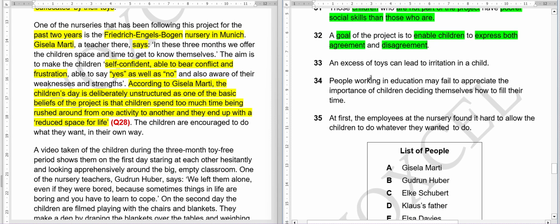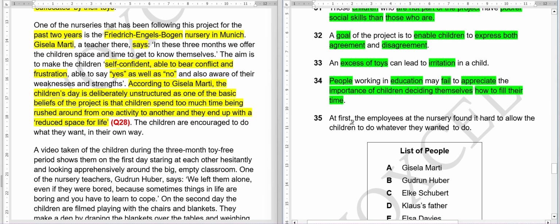Okay, let's read the 33rd question: An excess of toys can lead to irritation in a child. If there is mention that there are a lot of toys and it can lead to irritation in a child, that will be our answer. 34th: People working in education may fail to appreciate the importance of children deciding themselves how to fill their time. So if Gisela is talking about people who are working in education, meaning teachers, professors, they may fail to grasp the importance of children deciding themselves what they want to do and what amount of time they want to spend on a particular activity. They may fail to appreciate this particular thing.